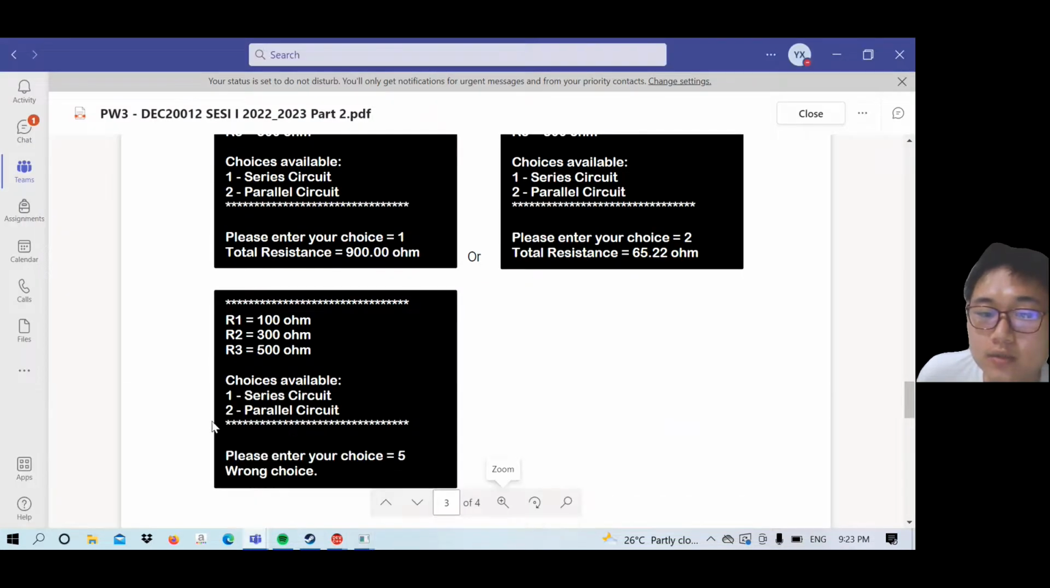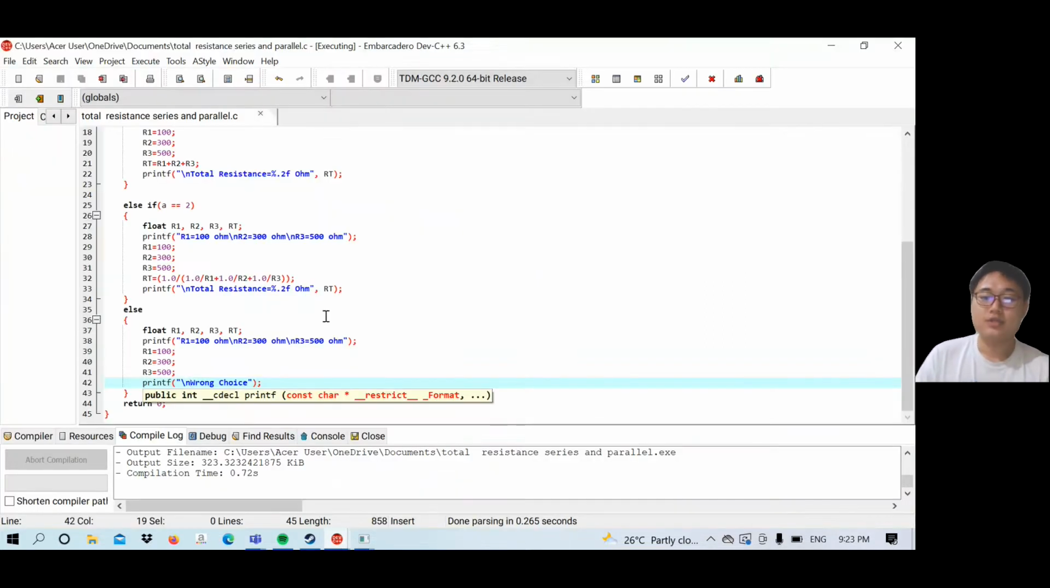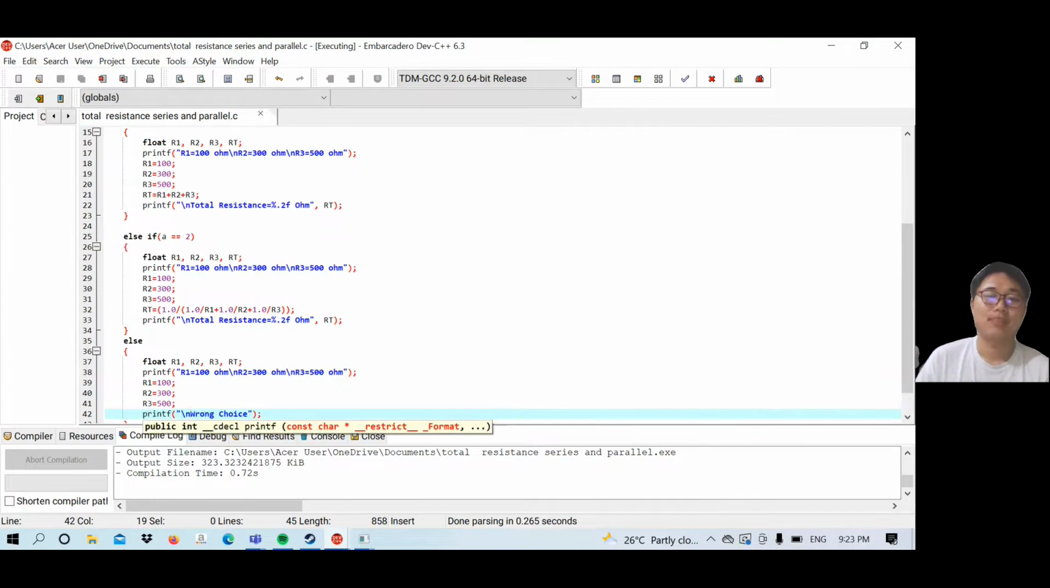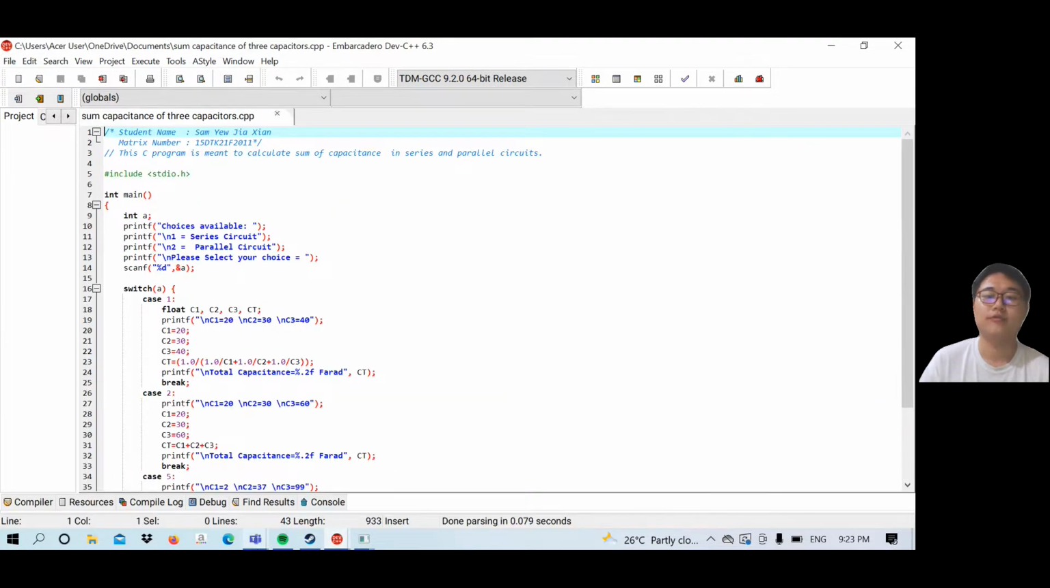As you can see, the total resistance of display is also necessary for this output. And there we go. We finished question number 3. So now, without further ado, let's get to question number 4.